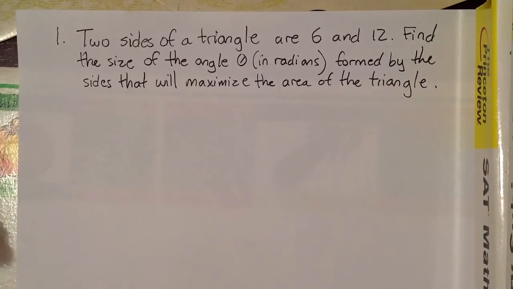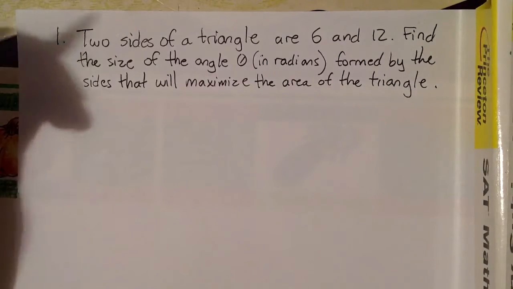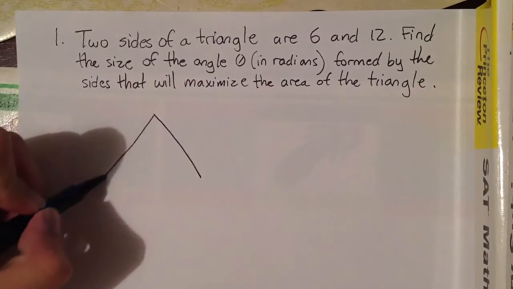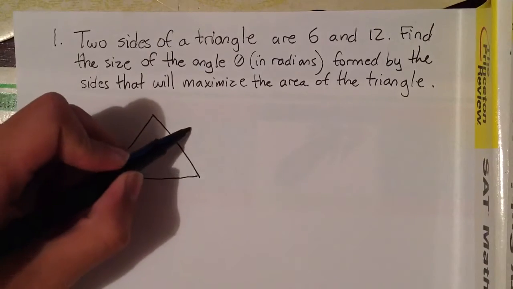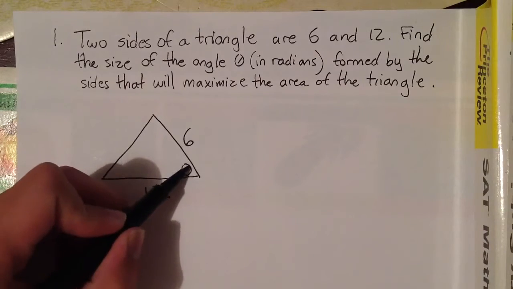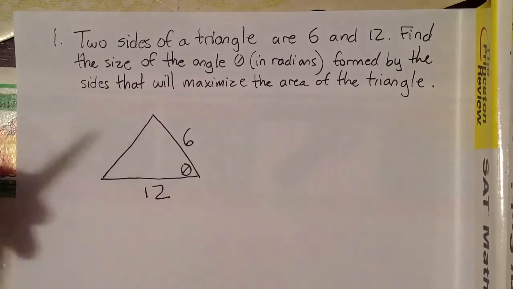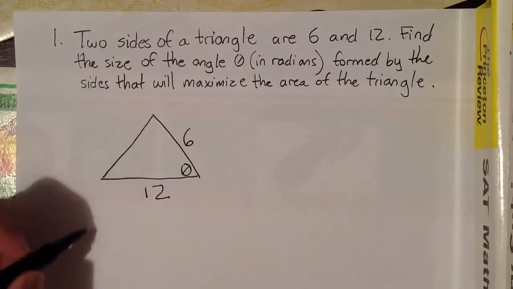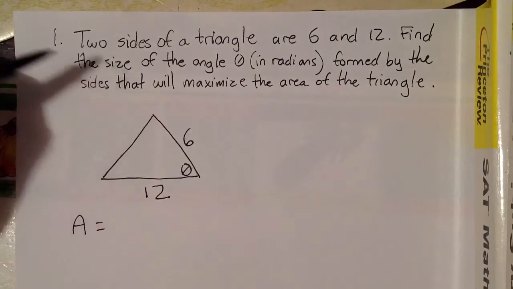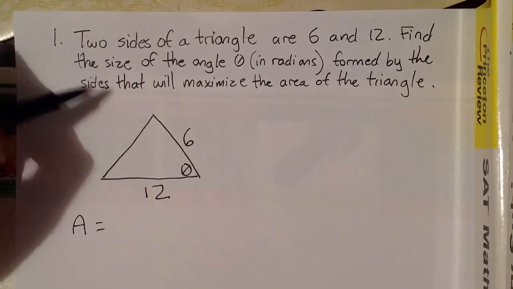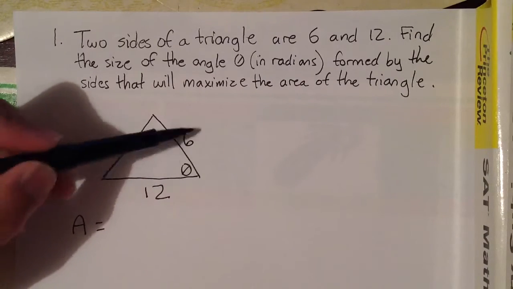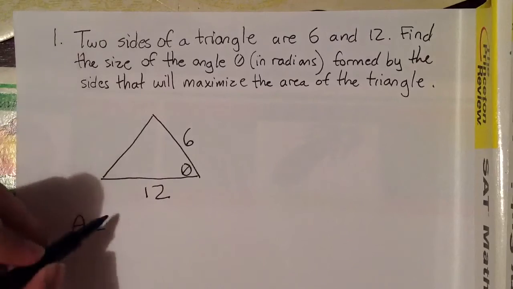So let's start by drawing a diagram of the triangle. We have a triangle with sides 6 and 12, and we have this angle that we want to find to maximize. So the area of this triangle, we're not going to use the typical 1/2 base times height because we have to find the height, and we already have an angle and two sides, so we can just use this formula.